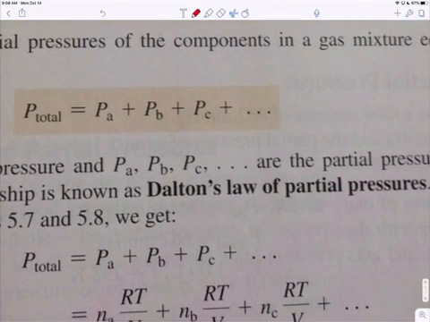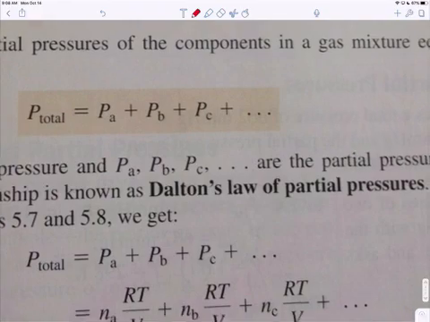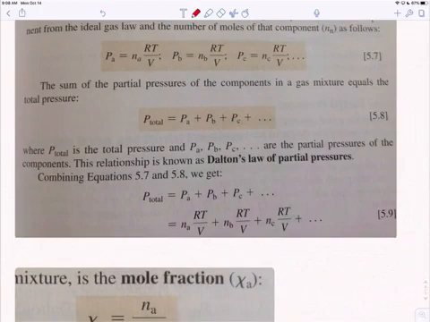Meaning, if I put an atmosphere of carbon dioxide in a cylinder, then I add an atmosphere of oxygen, then an atmosphere of nitrogen, those pressures just add together. Which is mostly true, especially at high temperature and low pressure.